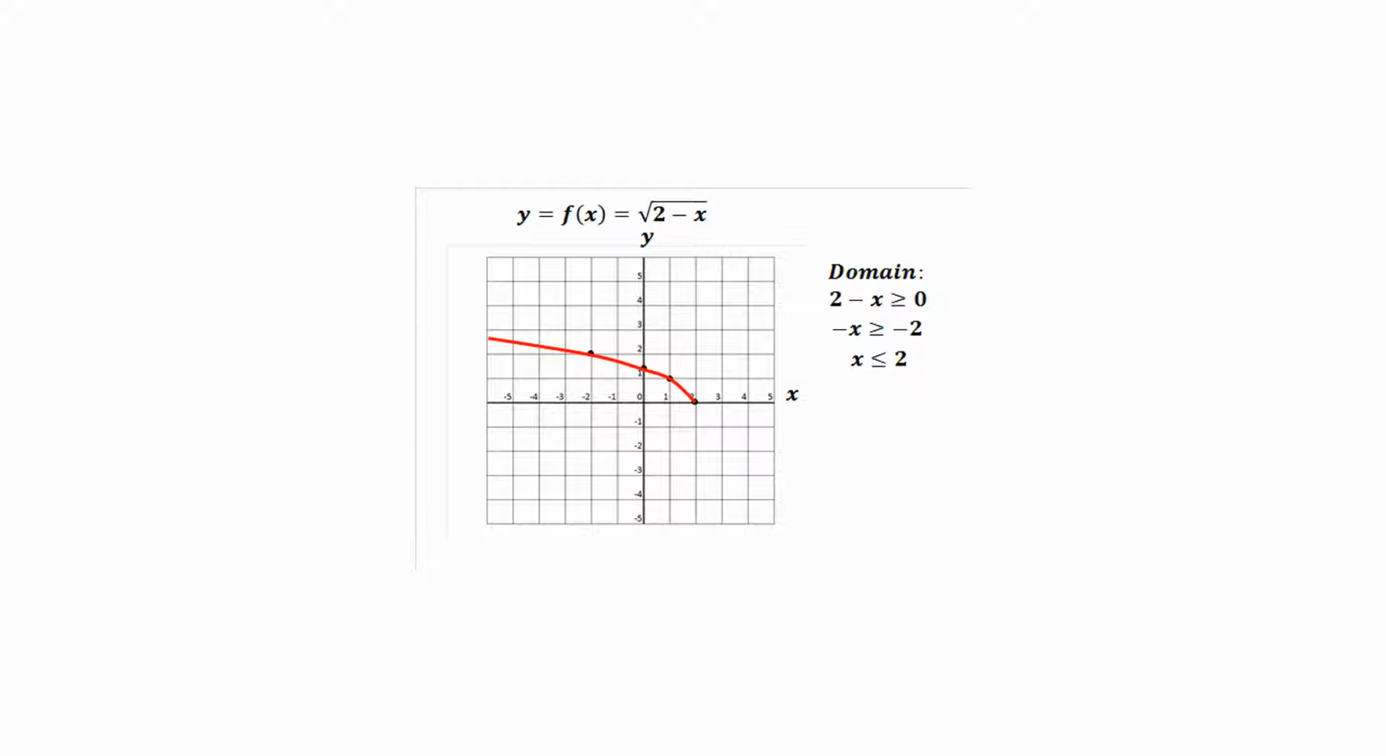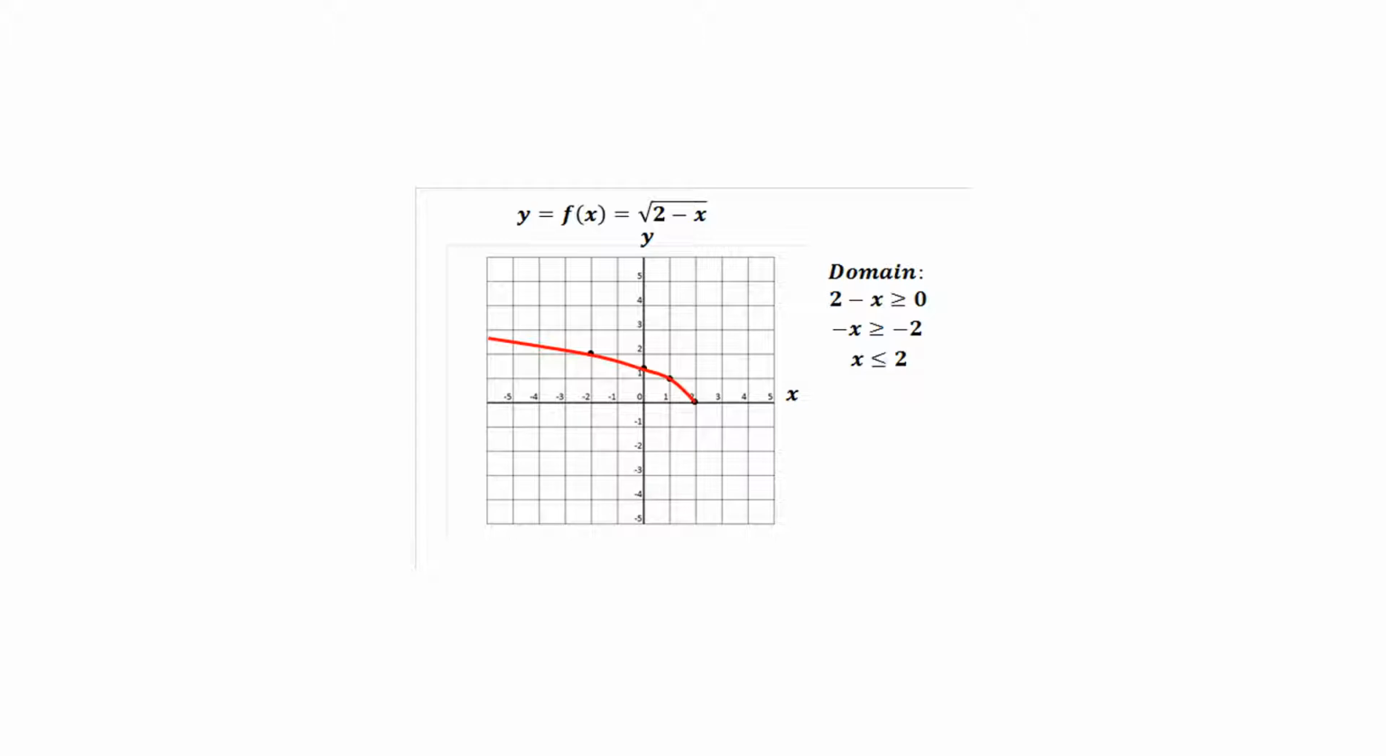In this example, f of x is equal to the square root of 2 minus x. Now, in order to do this, 2 minus x must be greater than or equal to 0. So you can't put in, say, 3. That would be 2 minus 3 is negative 1. And the square root of negative 1 is i. You can't plot it.